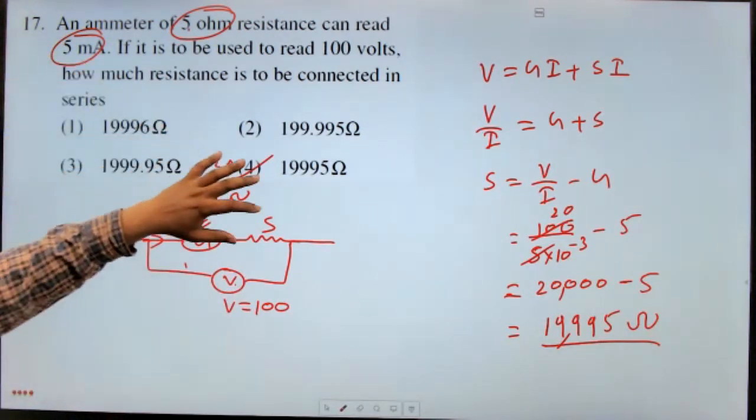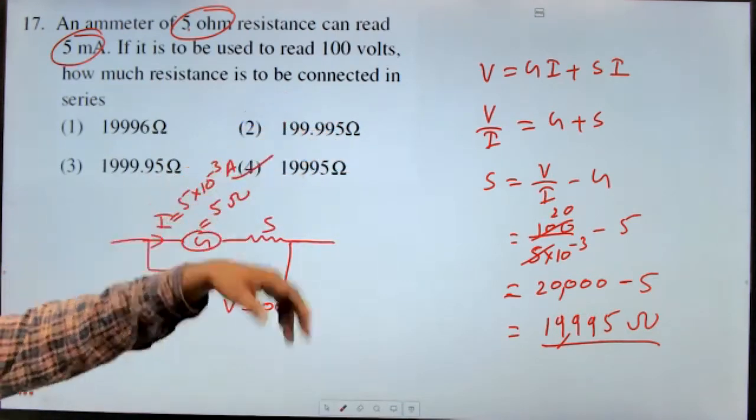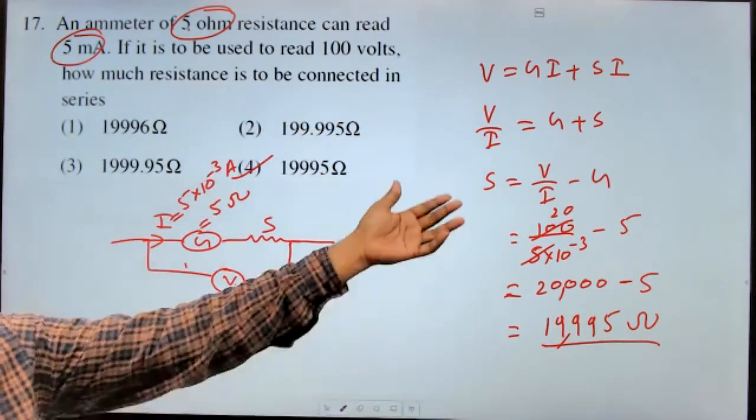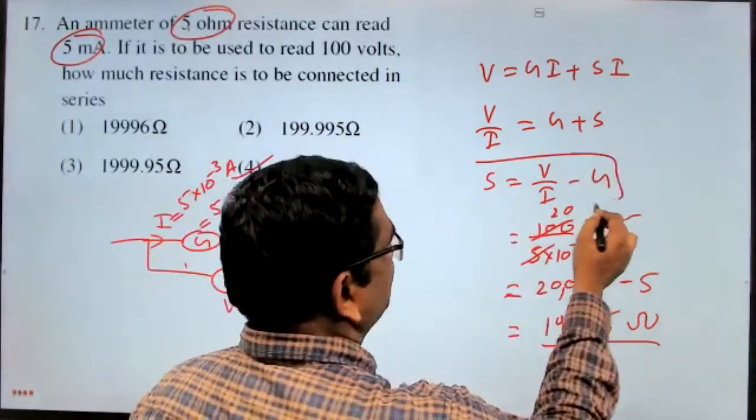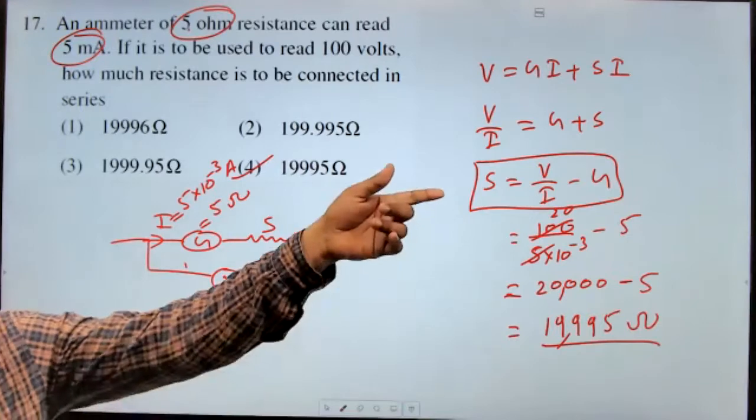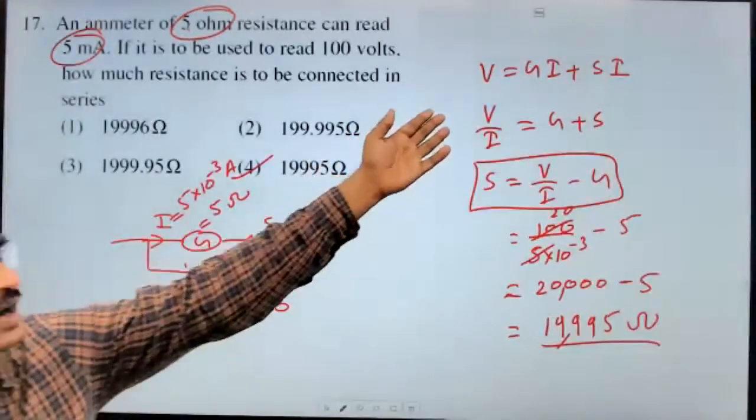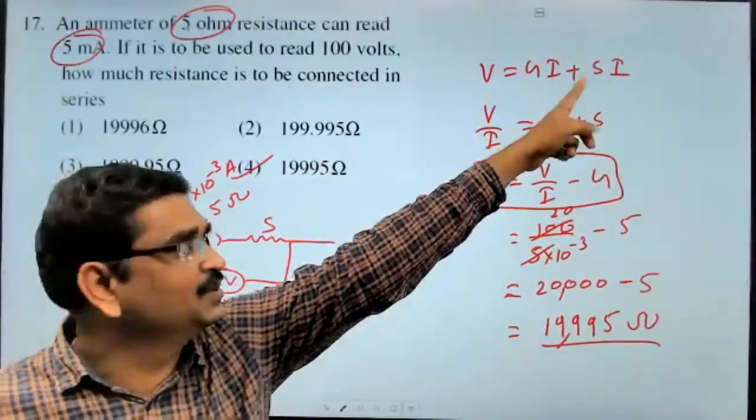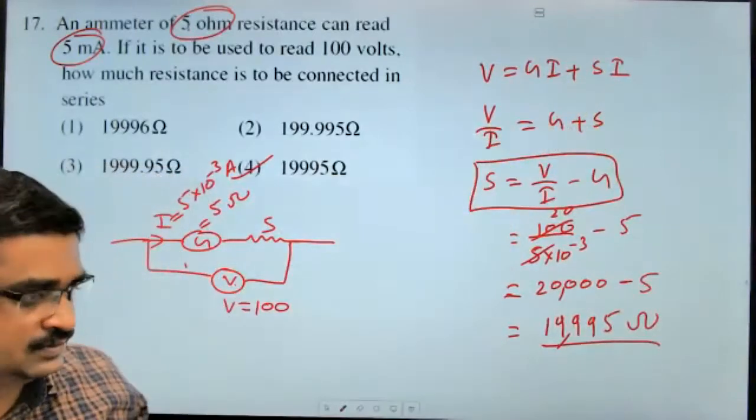This is a voltmeter concept, a galvanometer converted into a voltmeter. You can write the formula directly: shunt resistance equals V by I minus G. If you remember that, write it like that. Otherwise, you have to write total voltage equals voltage across the galvanometer plus voltage across the shunt resistance.